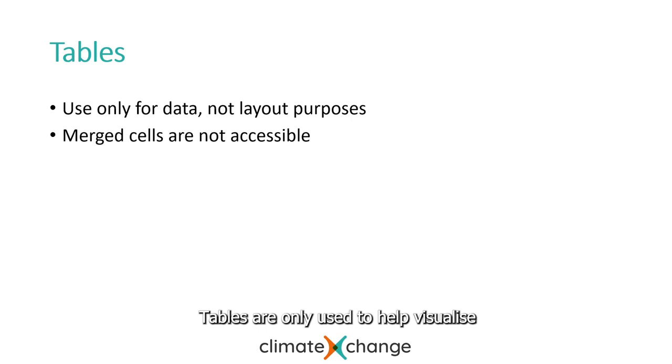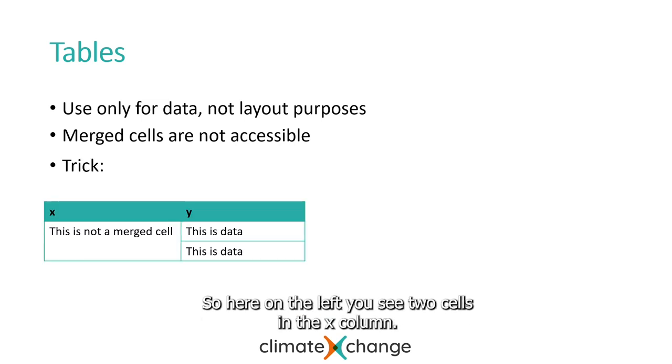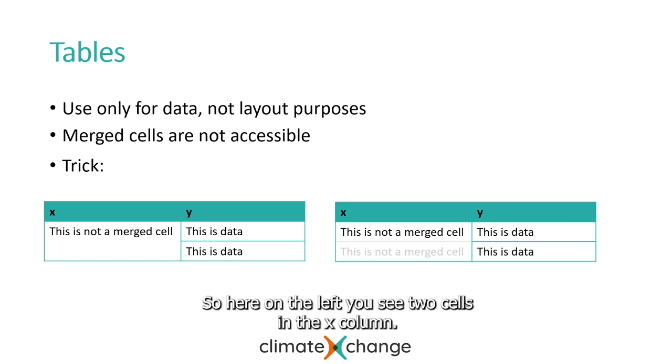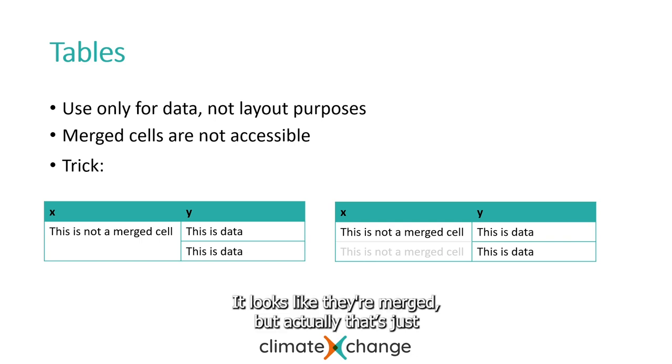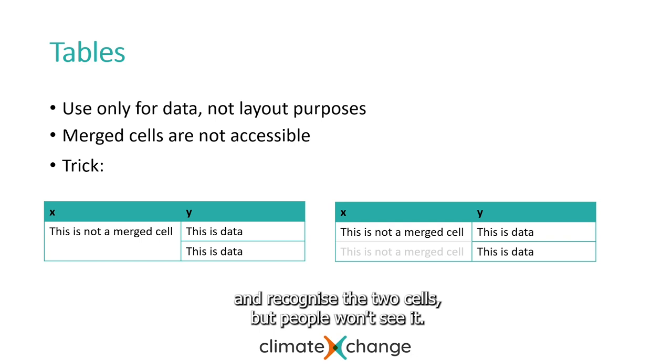Tables are only used to help visualize data, not for layout purposes. Merged cells are not accessible, but there's a trick to help you with this. So here, on the left, you see two cells in the X column. It looks like they're merged, but actually that's just because we hid the line and the text from below. So a screen reader will still read this table and recognize the two cells, but people won't see it.